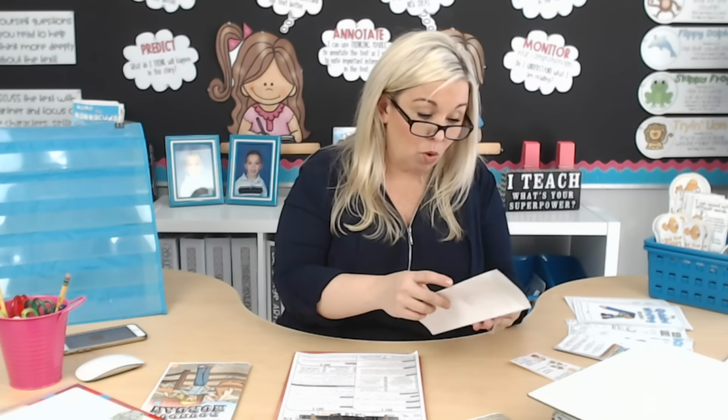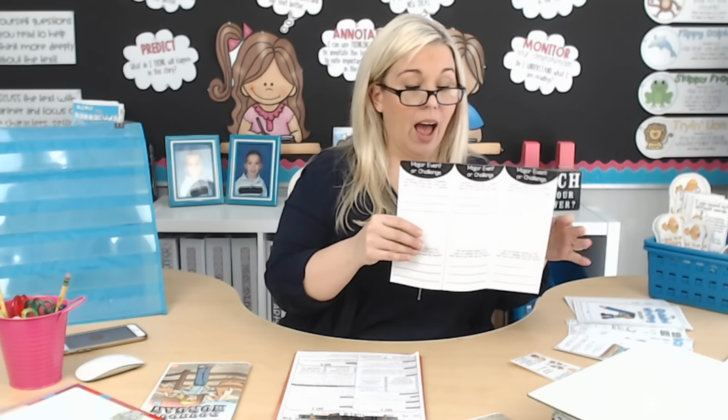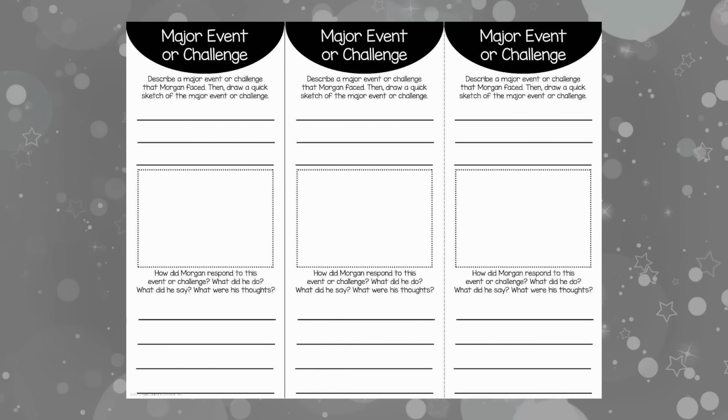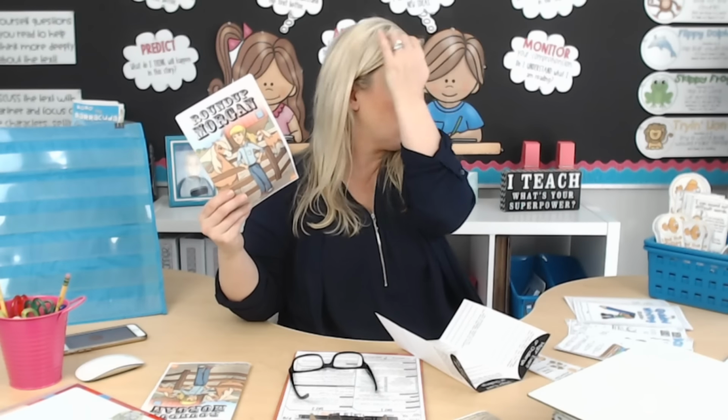So in this particular activity, we choose a major event that happened and how that character responded to it, with evidence from the text. That's what we're doing. There were a couple of different events and challenges that happened in this particular story, and that's why I chose this comprehension strategy, because this book lent itself well to this focus.